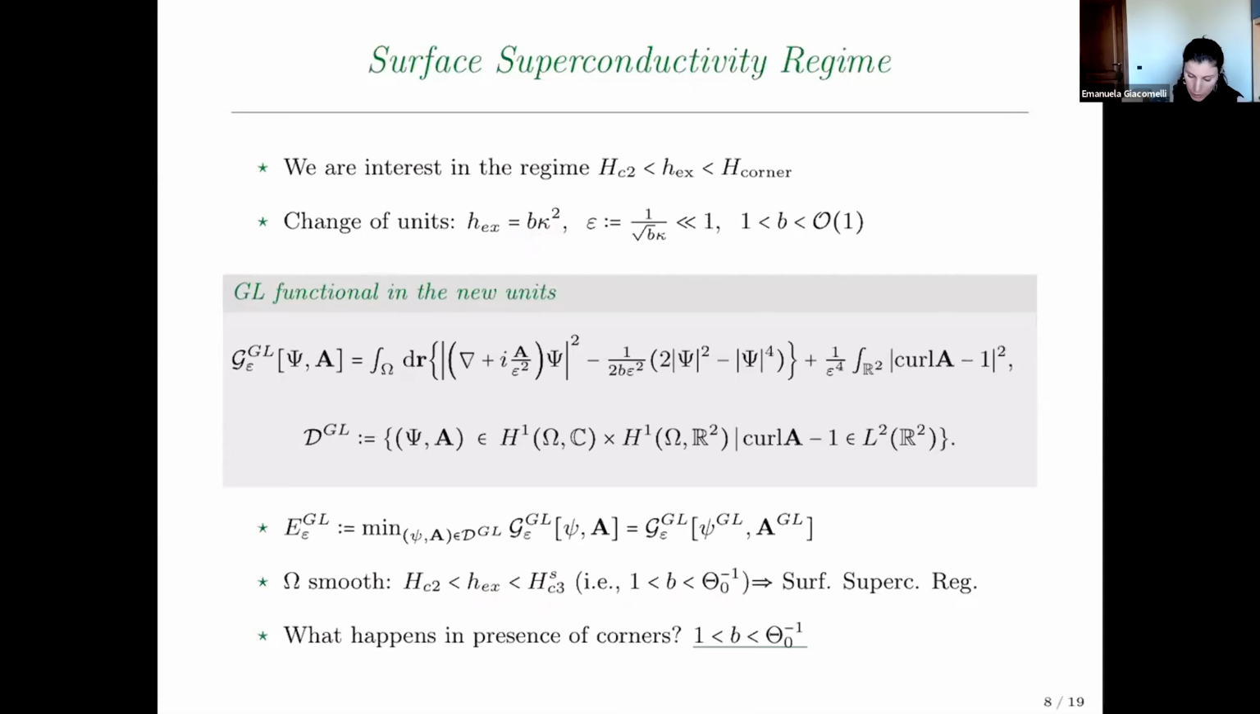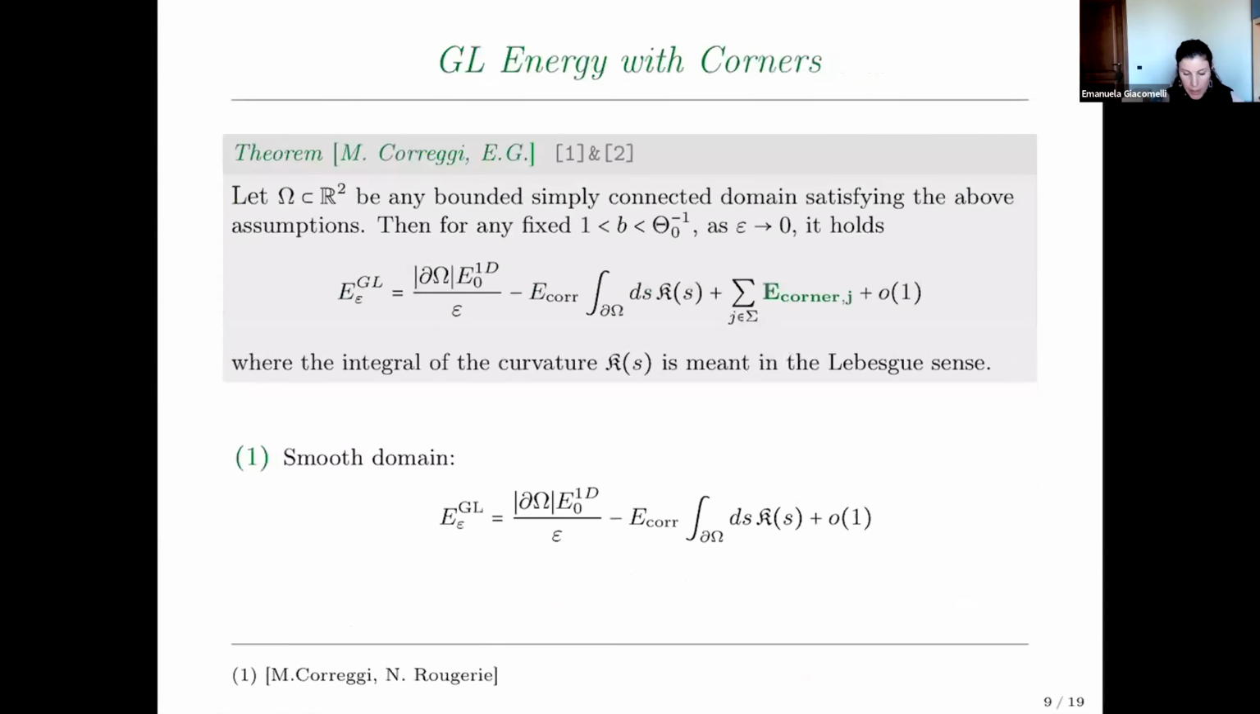Our question is what happens in the presence of corners. What we want to prove is that for the same values of B, there is a concentration of superconductivity close to the boundary of our domain. So this is finally our main result, and here I brought the two papers you should look at if you want to see more details.